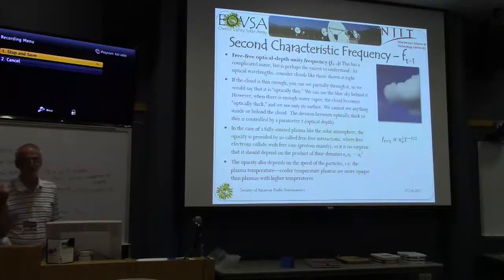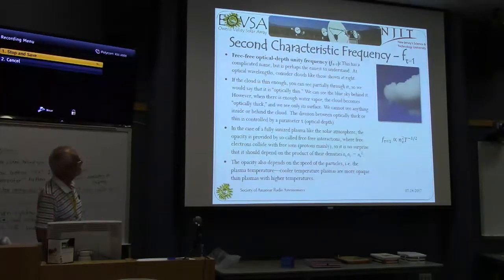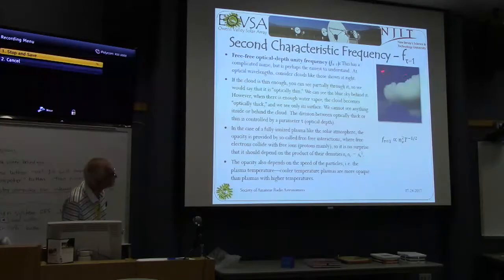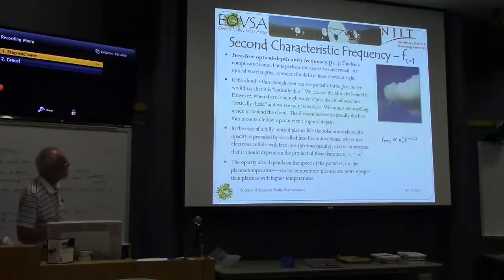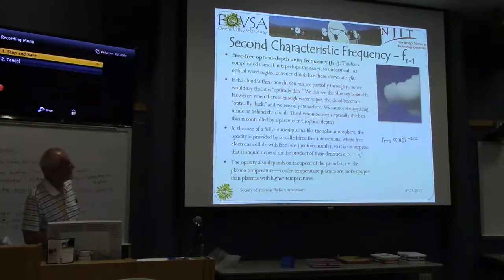The second frequency is maybe a little bit unfamiliar to you in some ways, but very familiar in other ways. This is the free-free optical depth unity frequency, so this is f tau equals 1. It's a complicated name, but it's quite easy to understand. If you look at this photograph, you can see some thin clouds and the sky behind them. That would be an optically thin cloud. If you look at a cloud that's thin enough, you'll see partially through it, and we say that it's optically thin. You can see the blue sky behind it, and certainly if something was inside of it, we would be able to see it.